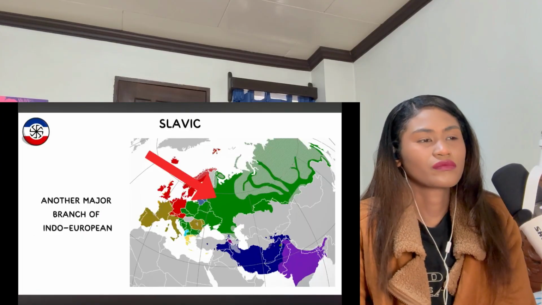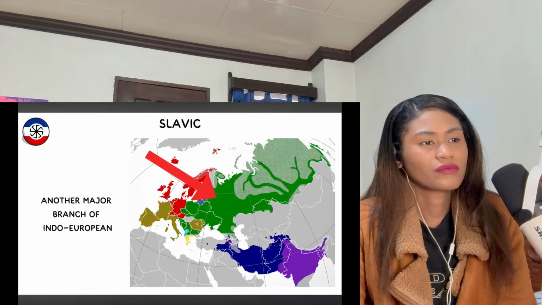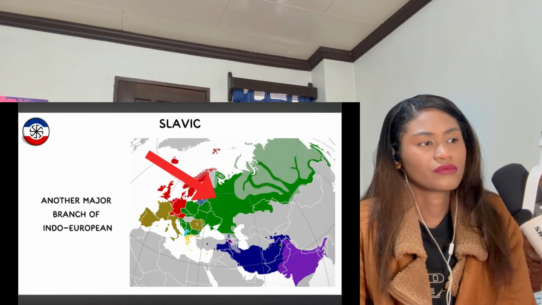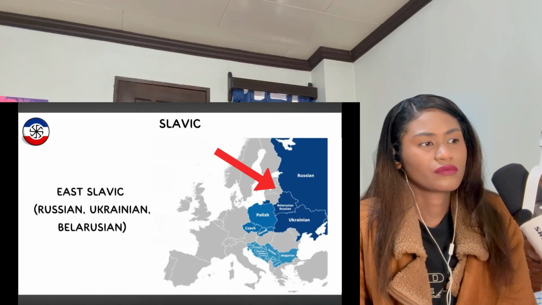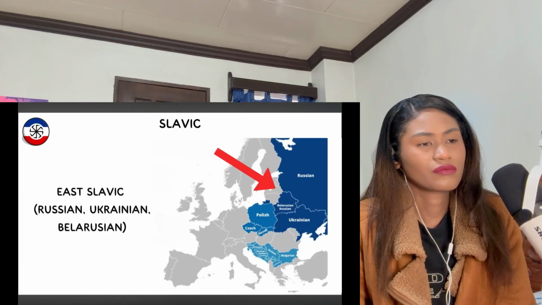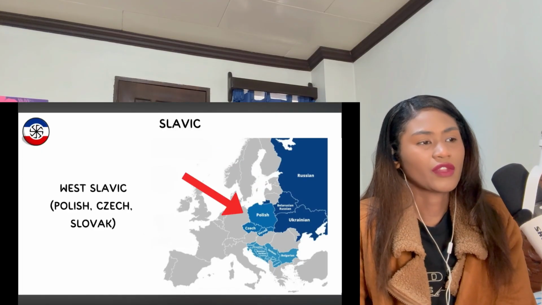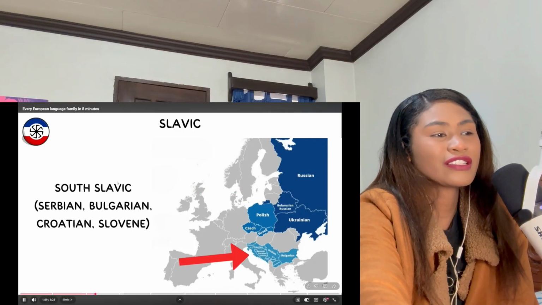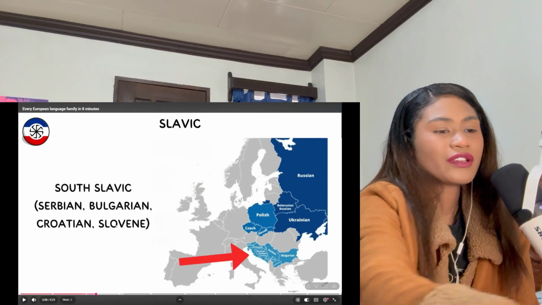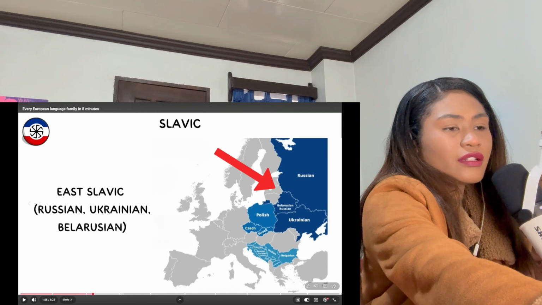Slavic, another major branch of Indo-European, spread from Eastern Europe beginning in the early medieval period. It divides into East Slavic, Russian, Ukrainian, Belarusian, West Slavic, Polish, Czech, Slovak, and the South Slavic languages, Serbian, or sorry for talking over, I'll go back.